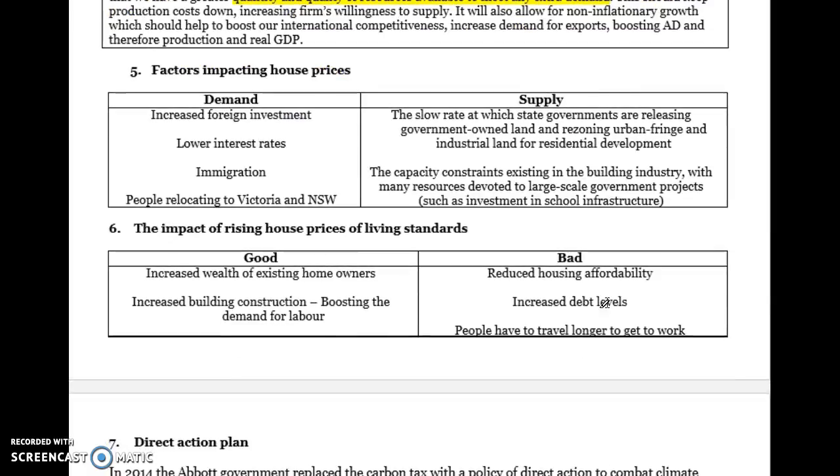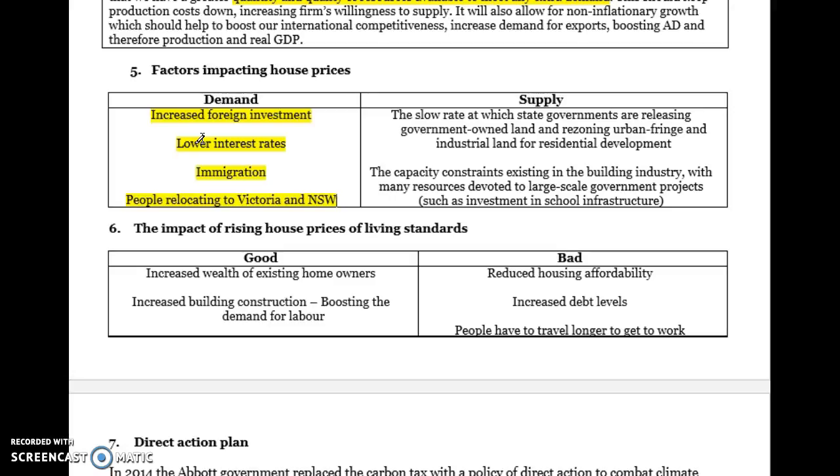Factors impacting house prices, again, would be a hard question, particularly the supply side. But from a demand point of view, things to talk about are increased foreign investment, particularly from China, lower interest rates, immigration, and perhaps the fact that more people are relocating to Victoria and New South Wales after the mining boom, all increasing demand for housing.